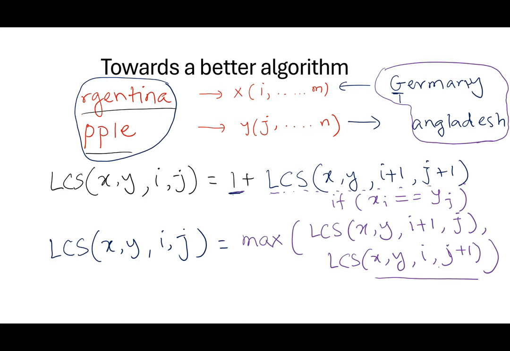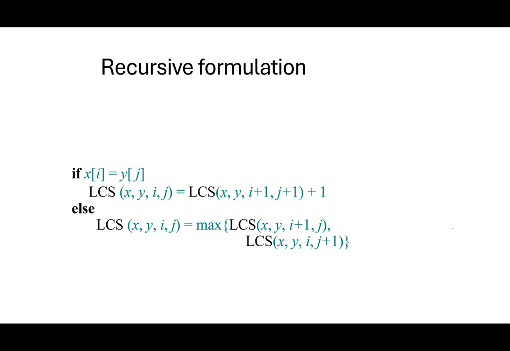Or it would have been like, we could just retain the B and remove the G and make the problem like this, right? Okay, so this is the recursive formulation. If xi equals yj, then the LCS of this becomes, we just increase the index by one and add one because there is one match. Else the LCS becomes the max of, we remove one character from x and take the whole of y. That is here, the first one. Or we remove one character from y and take the whole of x. That's the second one. And we take the max because we want the longest one, right?